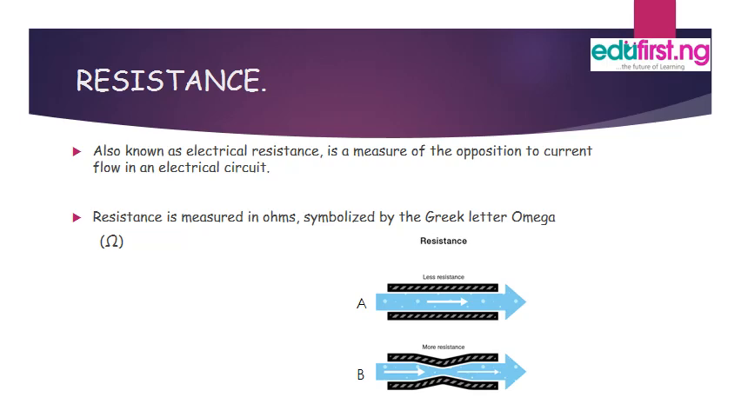As depicted in the diagram below, the medium A represents less resistance and hence more current flow through the medium. The medium B shows more resistance and hence less current flow through the medium.